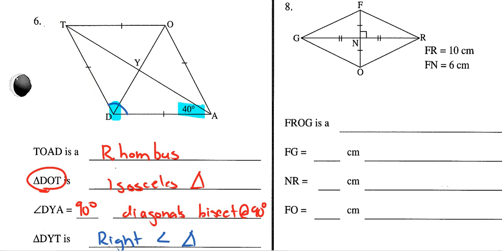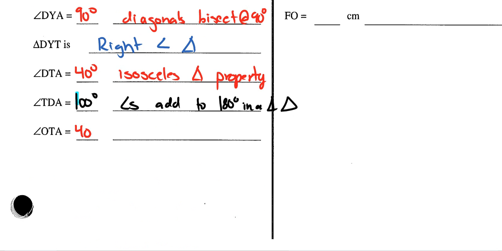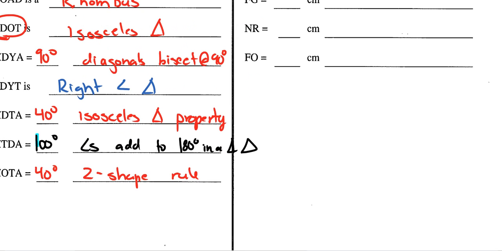Okay, and finally OTA. Final question is, let me just delete all this. Okay, so OTA. This angle here is going to be 40 degrees because this is simply going to be the Z-shaped rule, right? So we know in a rhombus, the opposite ends are parallel. So OTA, which is this angle right here, has to be 40 degrees because of the Z-shaped rule. Okay, so this will be 40 degrees, and I'll say the Z-shape rule. All right, let's move on to the next set of questions here.